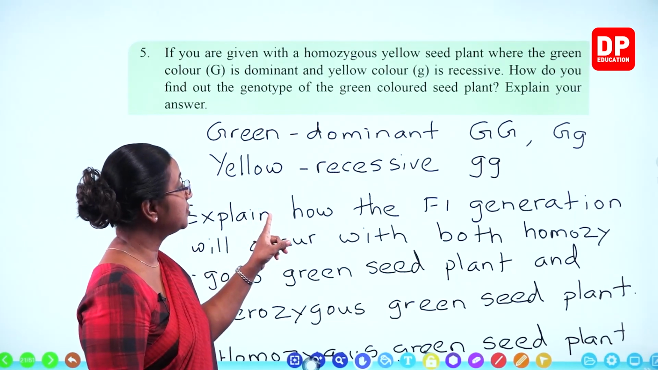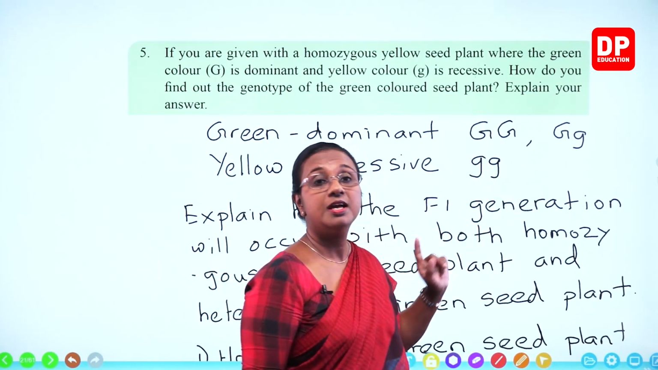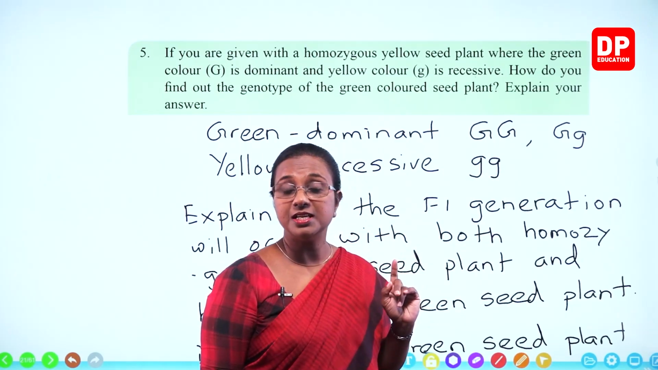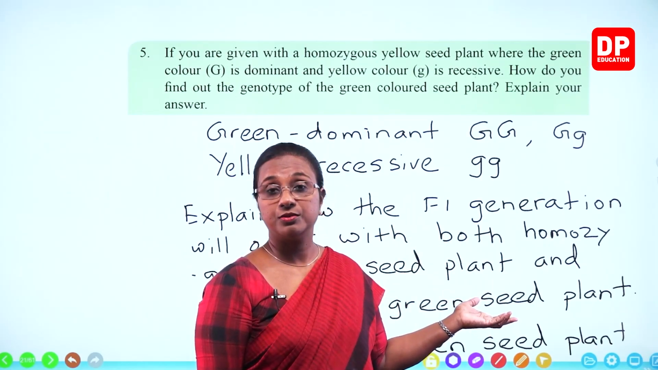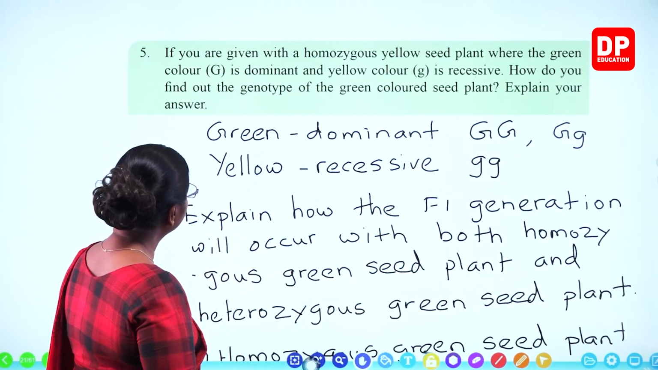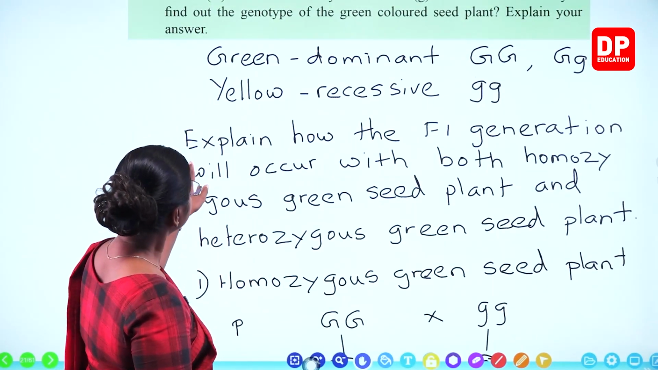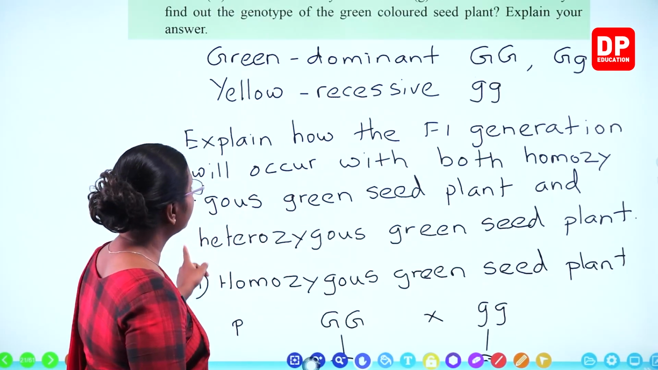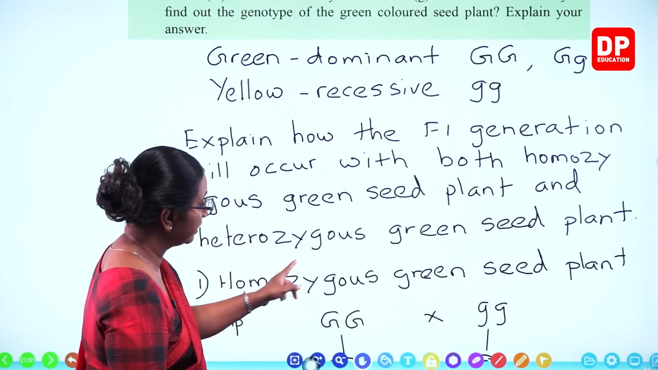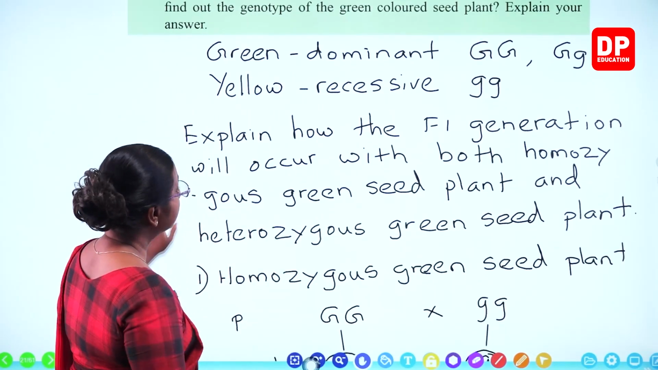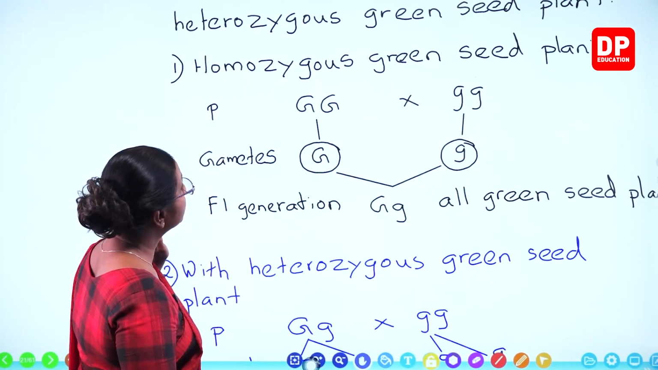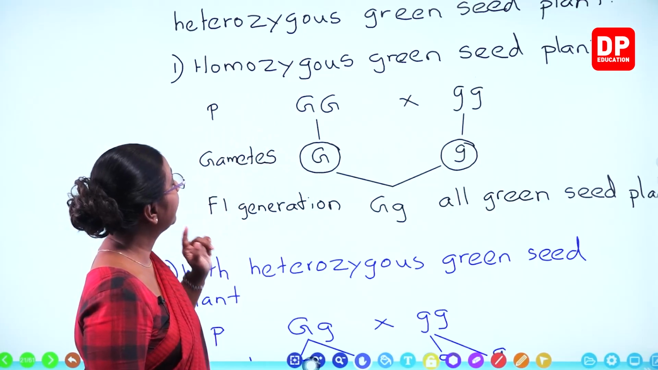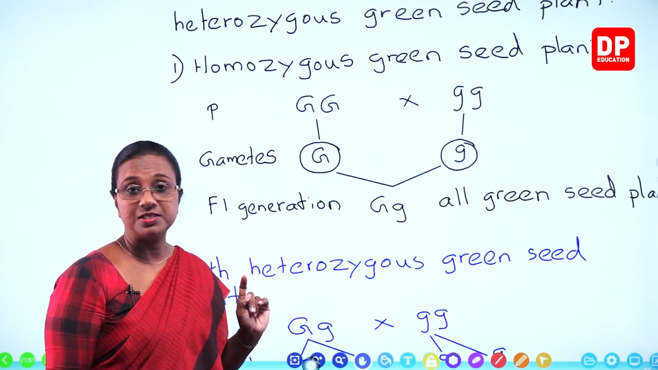So since green color is dominant, there are two possibilities of genotype: capital G, capital G, homozygous, or capital G, small g, heterozygous condition. So what we do is, we explain how the F1 generation will occur with both the homozygous green seed plant and the heterozygous green seed plant. First, I have explained how the homozygous green seed plant will give rise to the F1 generation. Parents are going to be capital G, capital G and small g, small g.